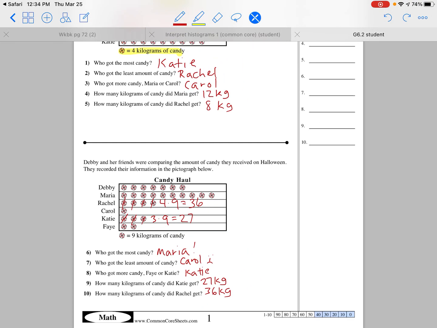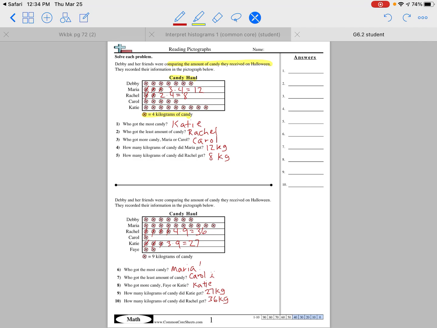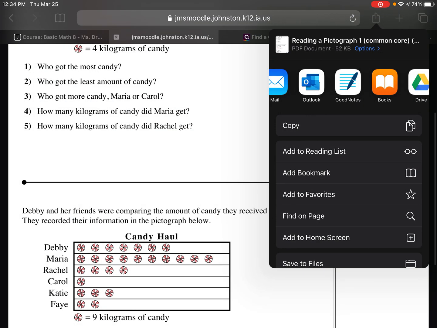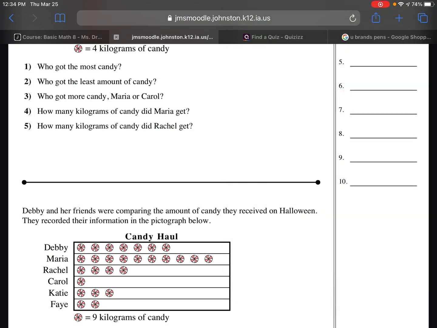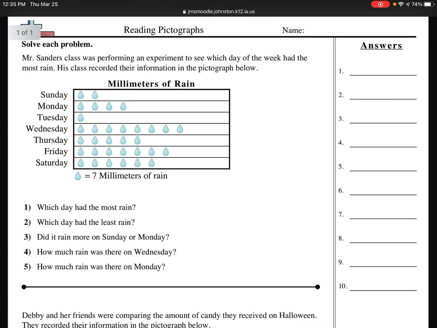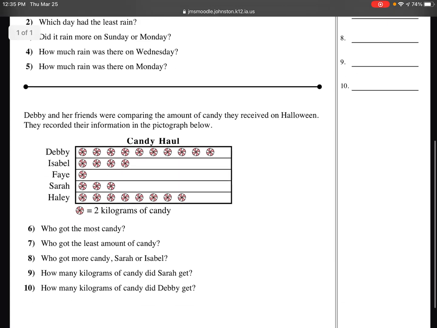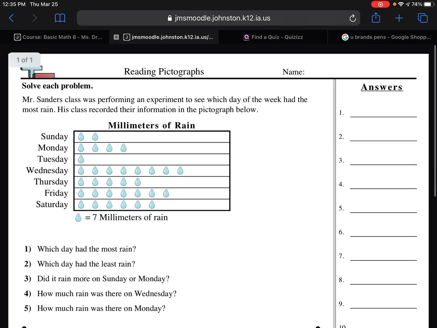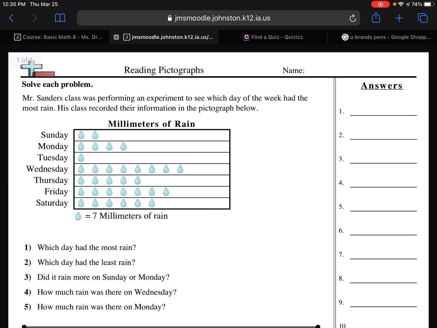There you go, guys. That's how we interpret these pictographs. The last activity on here looks exactly like this. We're going to forego it in our tutorial because we already went through the first one, and the second one is just like the first one. So here, guys, is some fun interpreting and reading and calculating on pictographs.